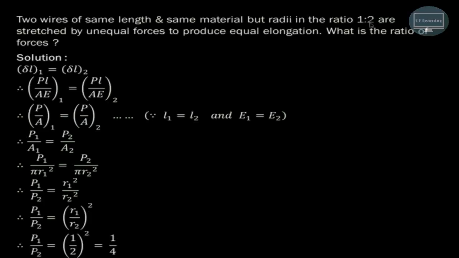Now here the ratio is given as 1:2. So R1 upon R2 is 1 upon 2. Therefore P1 upon P2 is equal to (1 upon 2) square, that is 1 by 4. So the ratio is 1:4 between these two forces.